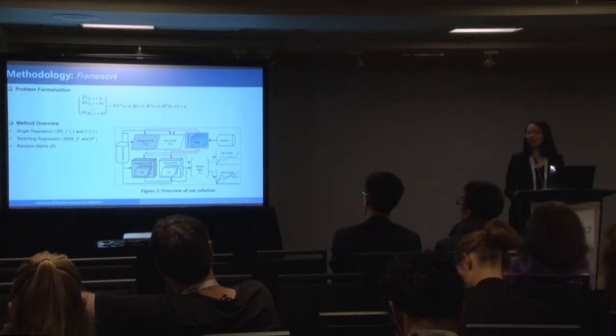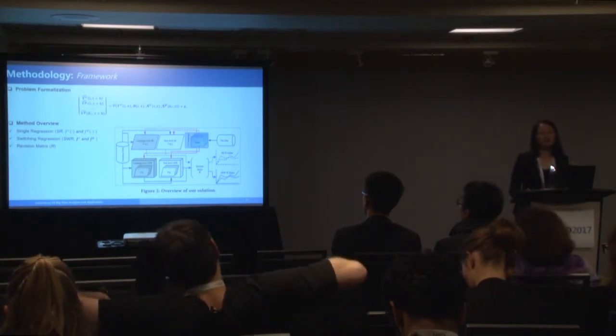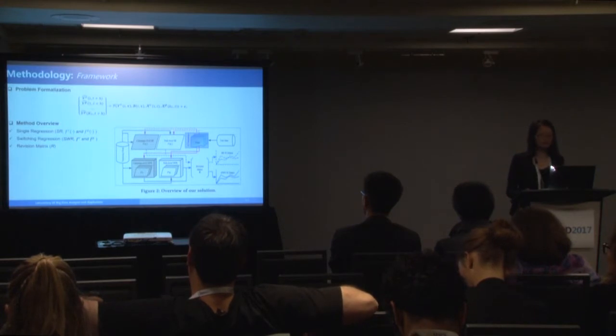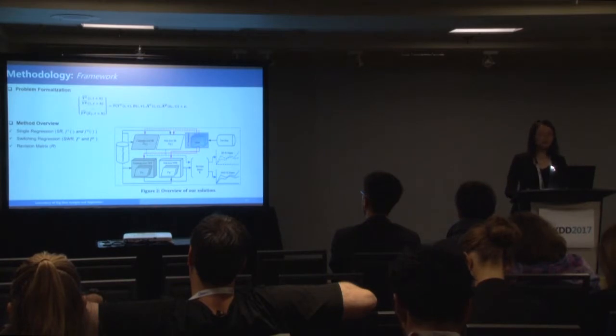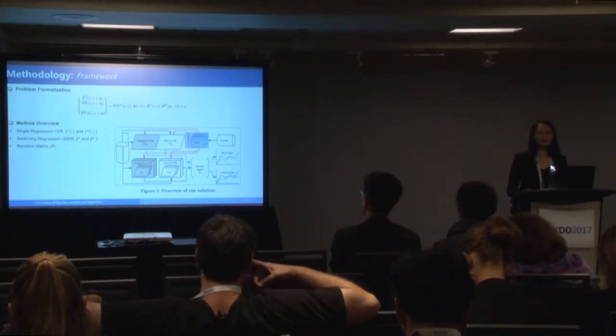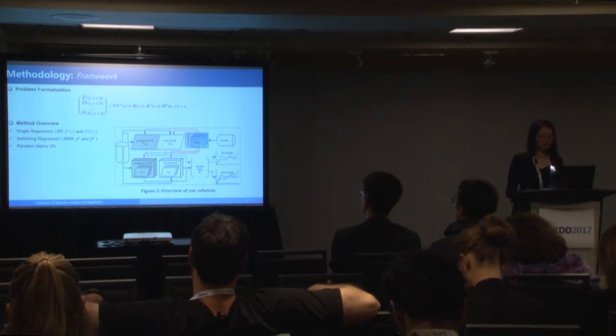We summarize our method here. Specifically, we propose a single regression and a switching regression to predict the daily funding amount of the campaign and the perks. And then, based on the estimation at each level, we propose to employ a revision matrix to combine these predictions.